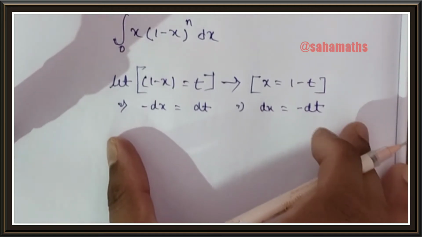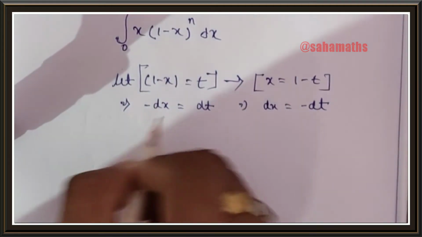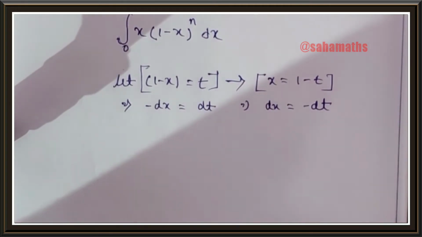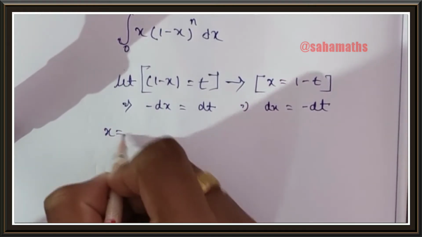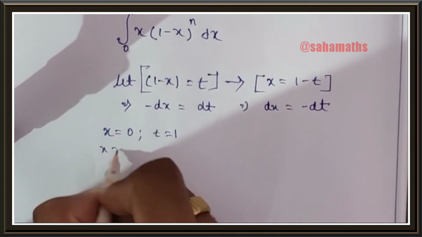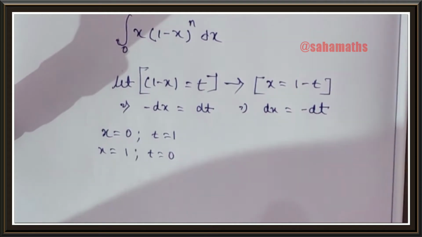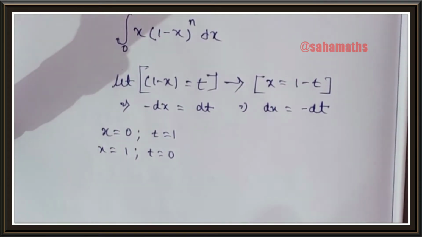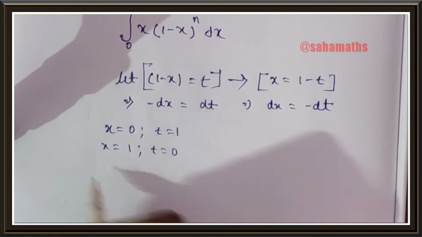Okay, so you are getting all the things right, but you have to keep in mind that whenever you change the value of x with respect to t, you must know that when x is 0, then t will be 1, and when x is 1, then t will be 0. Keeping this in mind, we're going to integrate the following function very easily. Now see what I'm doing here.